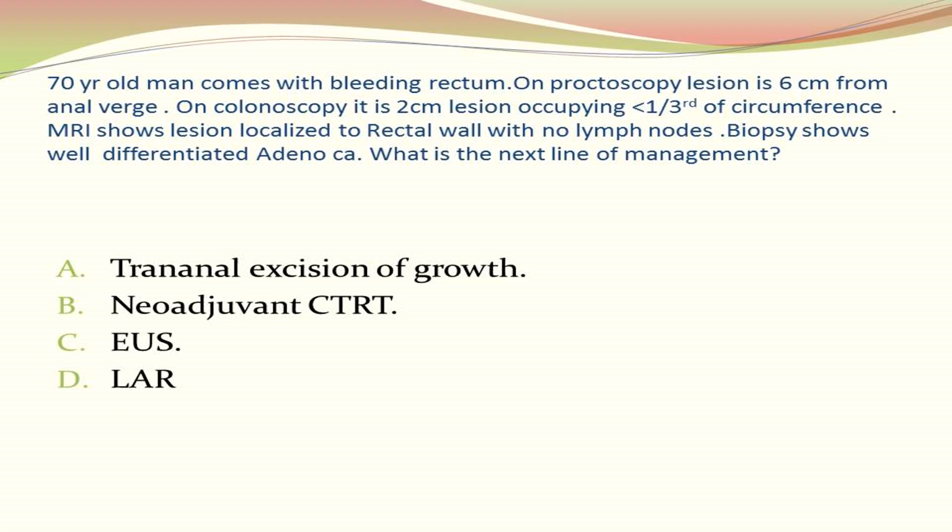A 70-year-old man comes with bleeding rectum. On proctoscopy, the lesion is 6 cm from the anal verge. On colonoscopy, it is a 2 cm lesion occupying less than 1/3 of the circumference. MRI shows the lesion localized to the rectal wall with no lymph nodes. Biopsy shows well differentiated adenocarcinoma. What is the next line of management? Transanal excision, neoadjuvant chemoradiotherapy, endo ultrasound and LAR. How many for A?